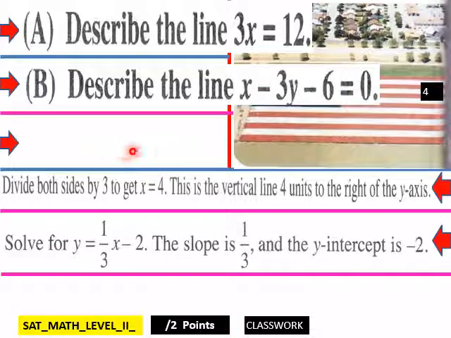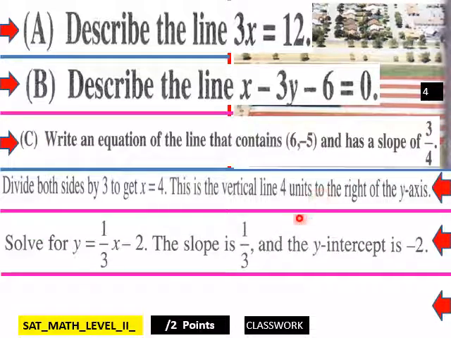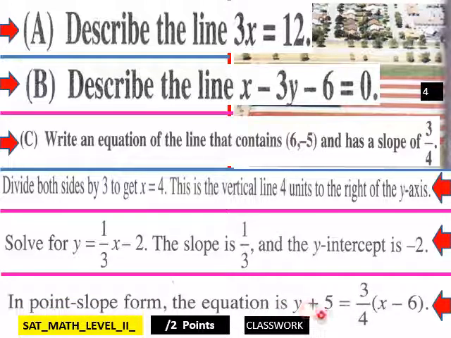And then C, write an equation of the line that contains the ordered pair (6, -5) and has a slope of 3/4. In point-slope form, the equation is y plus 5 equals 3/4 times (x minus 6). So this would be a point-slope equation here. We have a point here. This is y1, and this would be x1 over here. And then we find our 3/4 here.